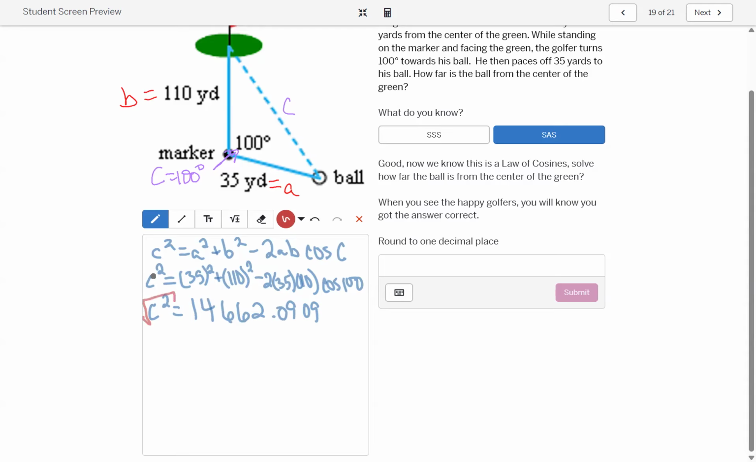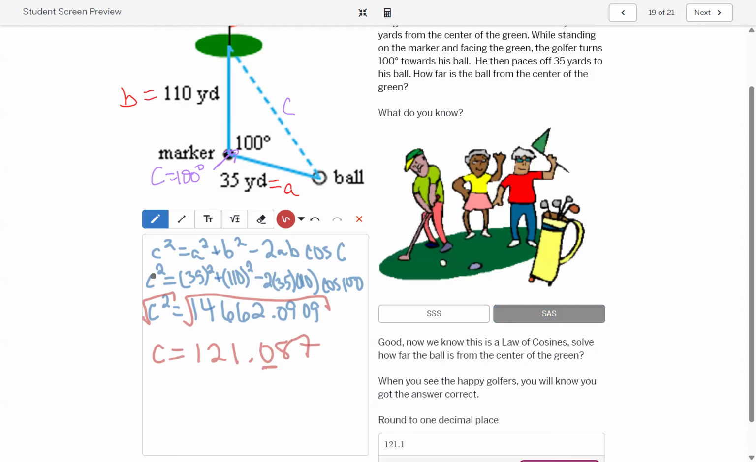And yep, C squared, so we've got a square root, which is the same as raising something to the 0.5 power. So that's just a different way to type square root on the calculator. And the square root of this is 121.087. And that seems more reasonable. 121 yards, that's opposite the biggest angle, but that's not too big. Round to one decimal place, so 121.1. And we get happy golfers.